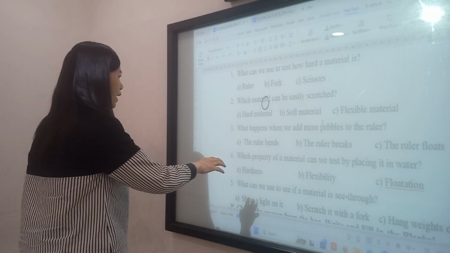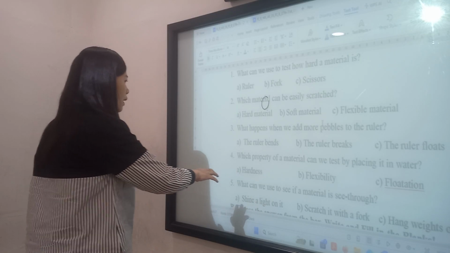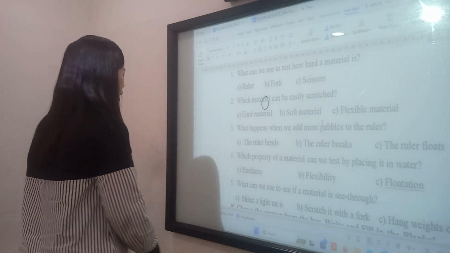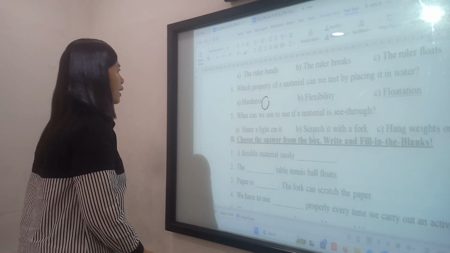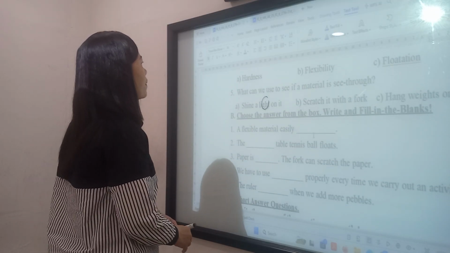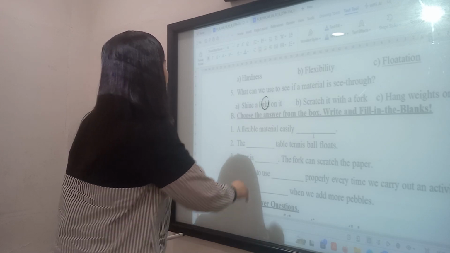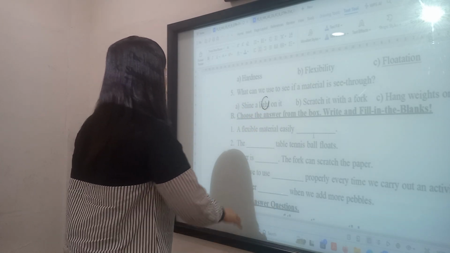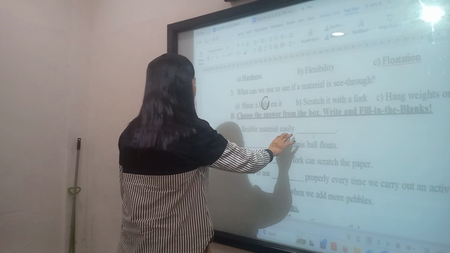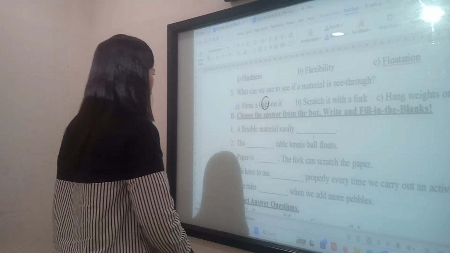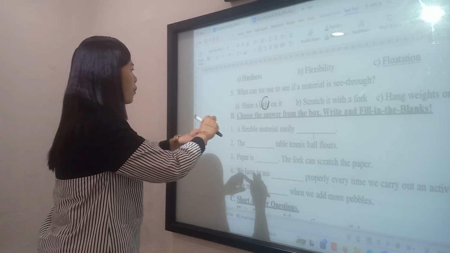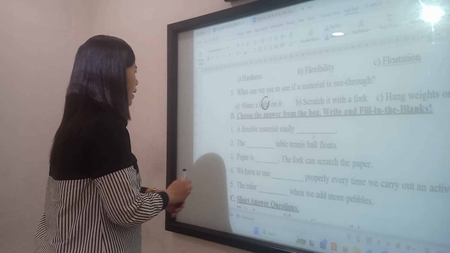Which property of material can we test by pressing in the water? This is flotation. Flotation, yeah. What can we use to see if material is see-through? A. Shine a light on it. Next. A flexible material is easily to bend. Next.